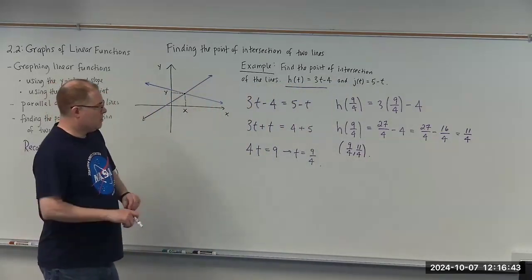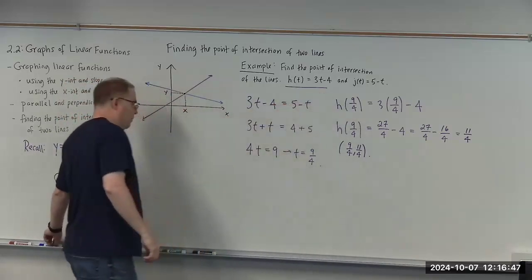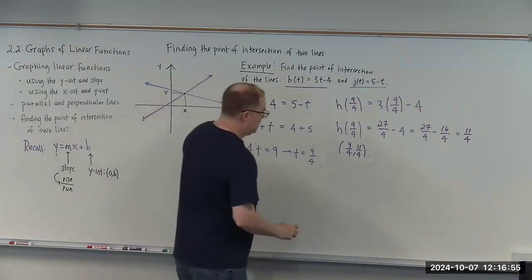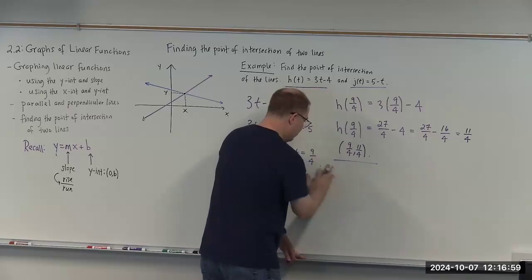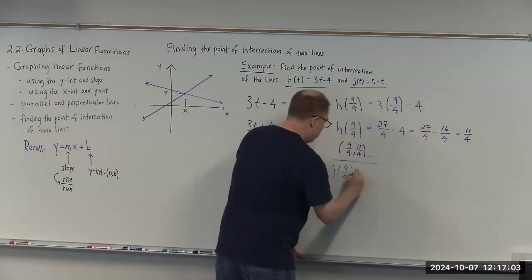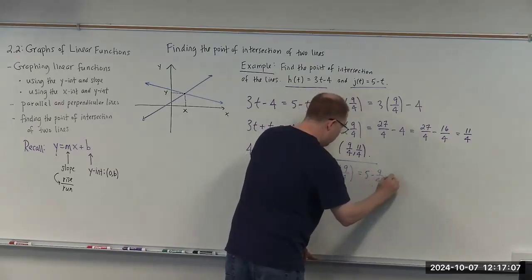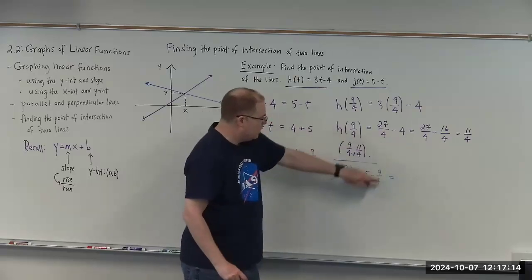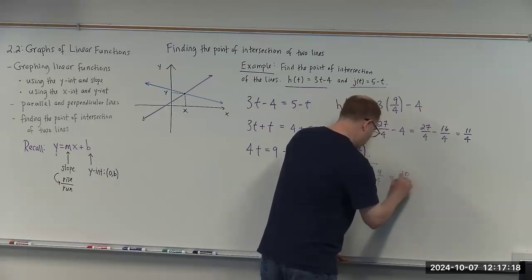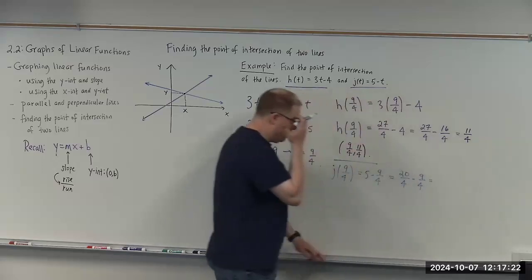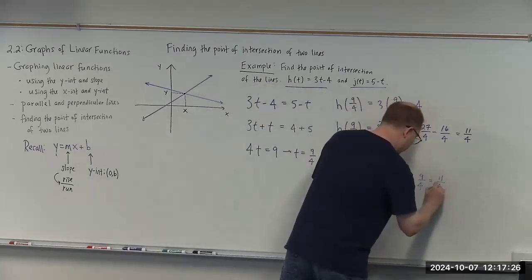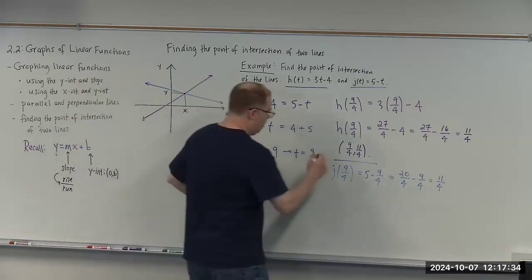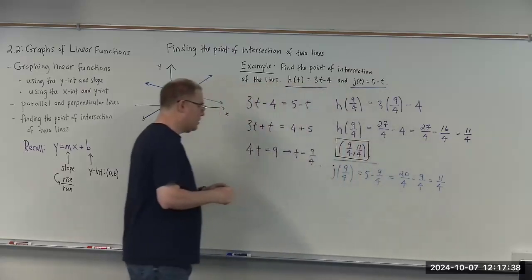Like I said, we could have also substituted in for j. And let's try that, just to verify this. Let's do that over here. We have j of 9 fourths, which is 5 minus 9 over 4. So we want to get a common denominator, just like we did here. 5 becomes 20 over 4, and we get 20 minus 9, which is 11, divided by 4. So we get the same value, as expected. Okay, so this is the solution. That's what we want. So that's our point of intersection.